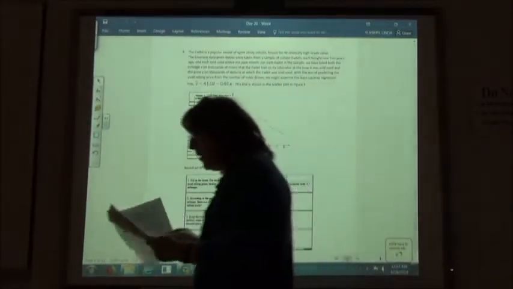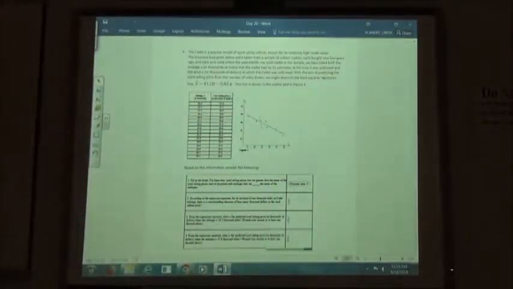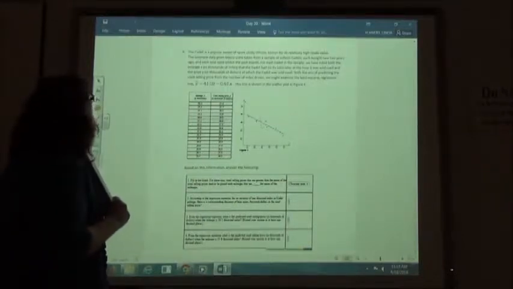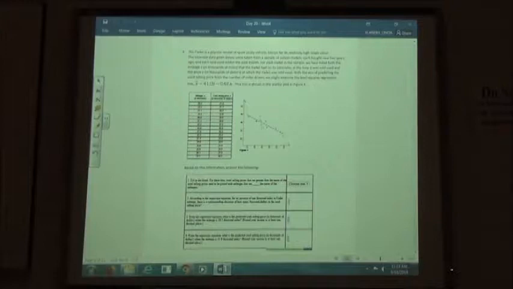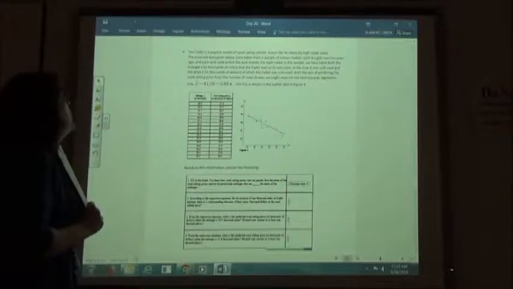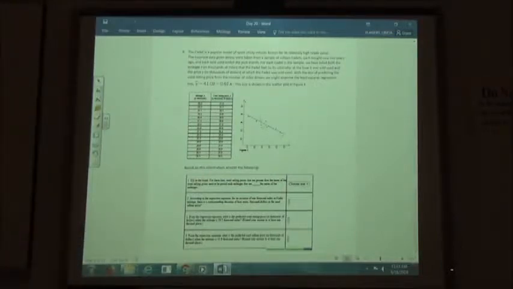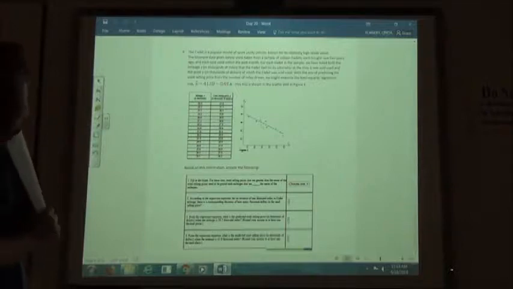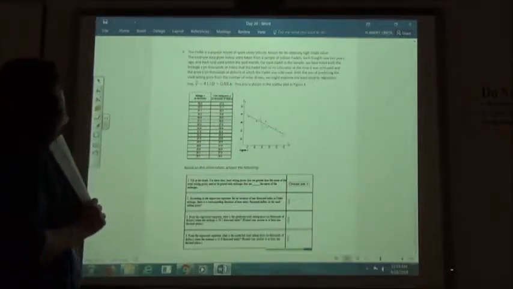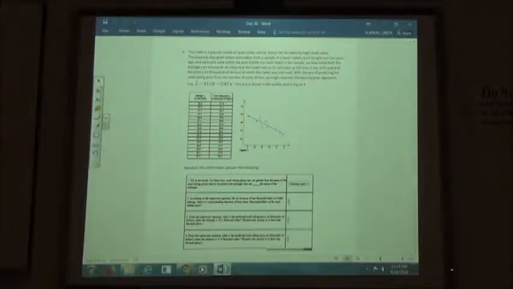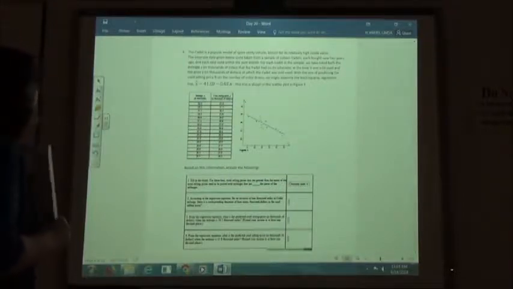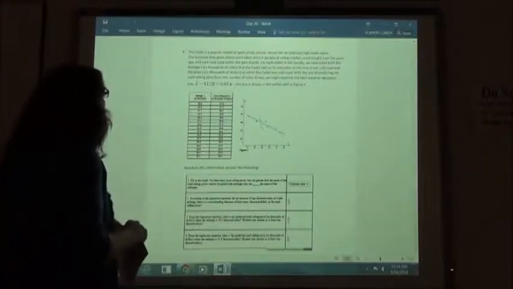And number 9. The Cadet is a popular model of sport utility vehicle known for its relatively high resale value. The bivariate data given below were taken from a sample of 16 Cadets, each bought new 2 years ago, and each sold within the past month. For each Cadet in the sample, we have listed both the mileage, X, in thousands of miles, that the Cadet had on its odometer at the time it was sold used, and the price Y in thousands of dollars at which the Cadet was sold used, with the aim of predicting the used selling price from the number of miles driven.